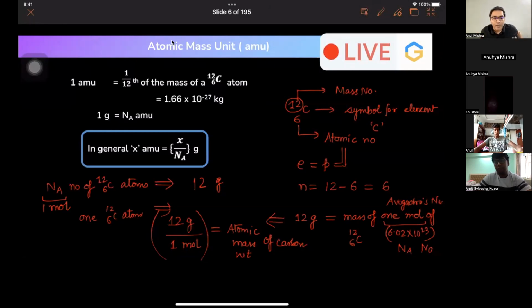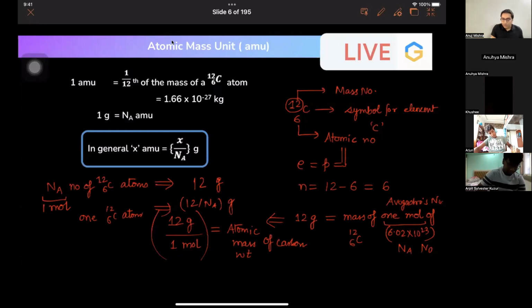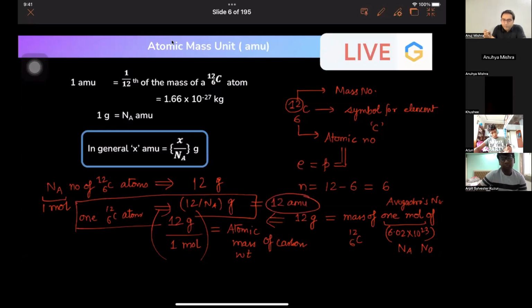This is a math question, right? 5 things are 12 grams, so 1 thing is 12 by 5. Na things are 12 gram, 1 thing is 12 by Na. Simple maths. So can we say 12 by Na grams? Should not be a problem. 1 carbon atom's mass is 12 by Na grams. This we can note down. And this 12 by Na gram is also known as 12 AMU, 12 atomic mass unit.